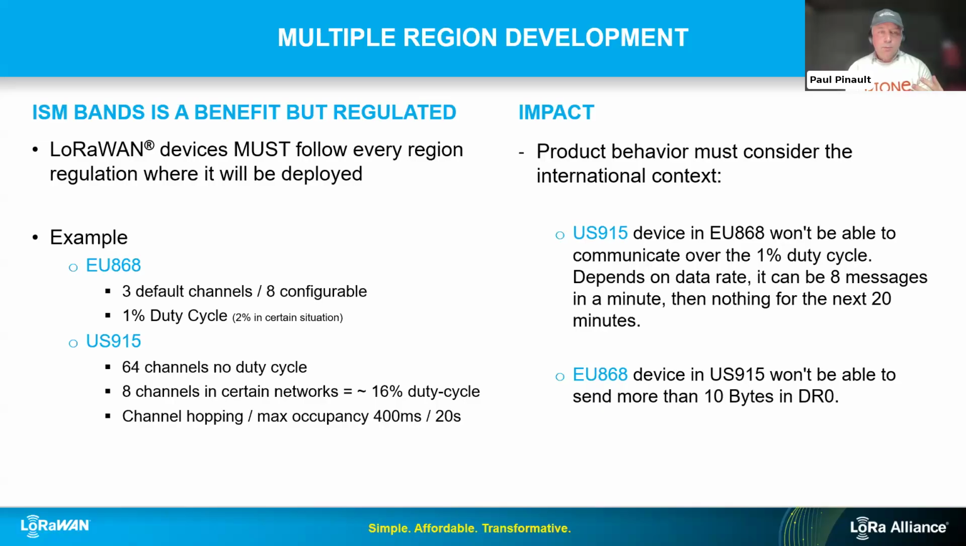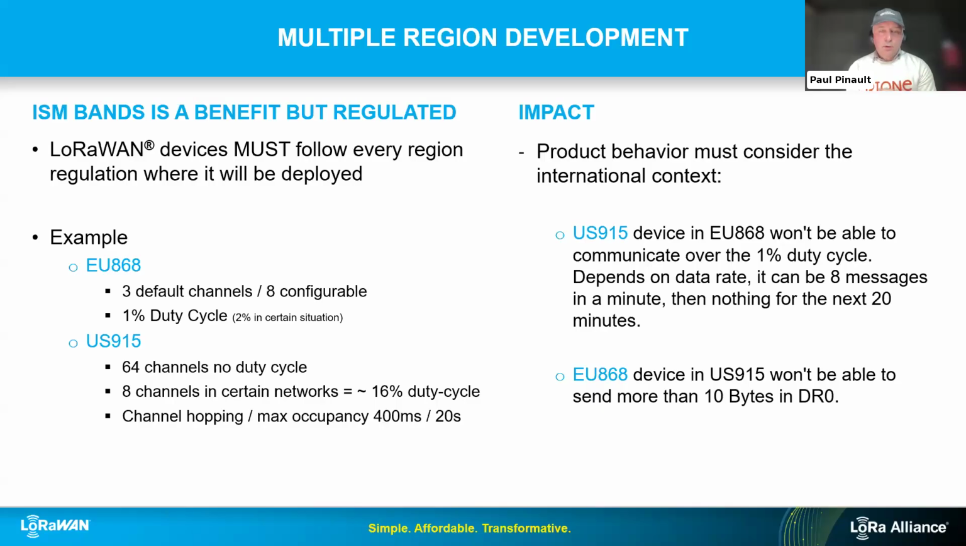So, for example, in Europe, the main driver is the duty cycle. So basically, a device is able to transmit 36 seconds during 1 hour and must not exceed this time. In US 915, it's different. We have channel hopping, and the main impact is that for every channel, the maximum occupancy is 400 milliseconds per 20 seconds. So what does it mean?